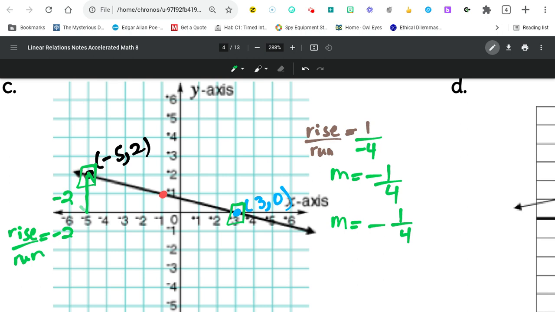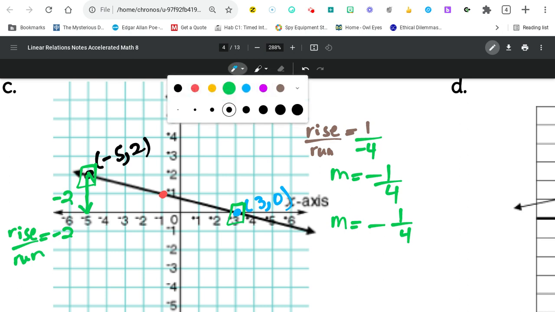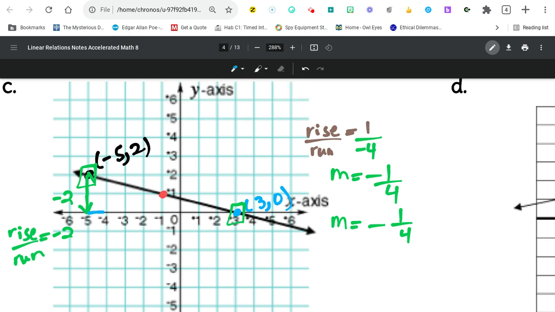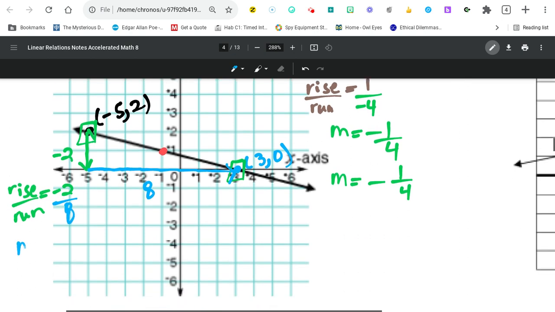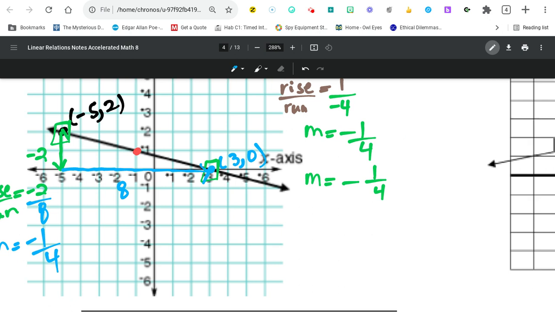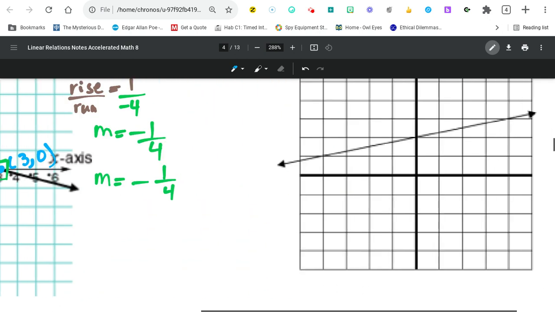And the run here, I went down, so that's negative. The run, I'm going to the right, so I'm going to the right 1, 2, 3, 4, 5, 6, 7, 8. So I get negative 2 over 8, which still simplifies to negative 1/4. Again, I don't care which 2 points you choose to calculate the slope. Just choose 2 and do rise over run if you're looking at a graph.